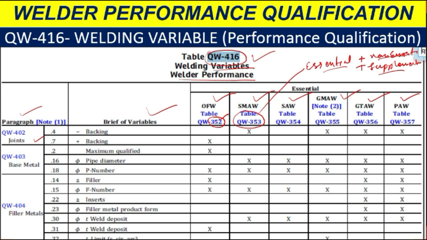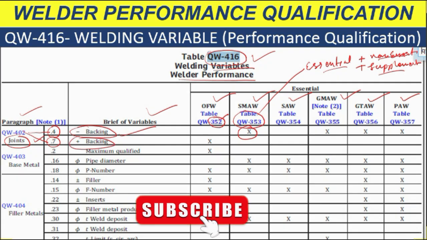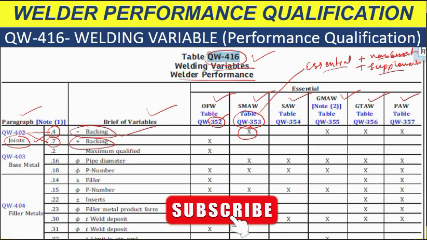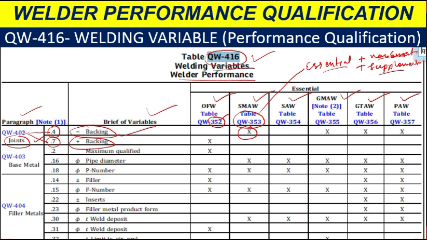So QW402, what is this? This is QW402.4, then QW402.7. This is the joint. QW402.4, what is backing? Backing subtraction: what will happen with backing subtraction in SMAW? This is the essential variable. If it is backing addition, in SMAW this is a non-essential variable. So backing addition is not a requirement. Whatever is marked with a cross mark is called an essential variable.